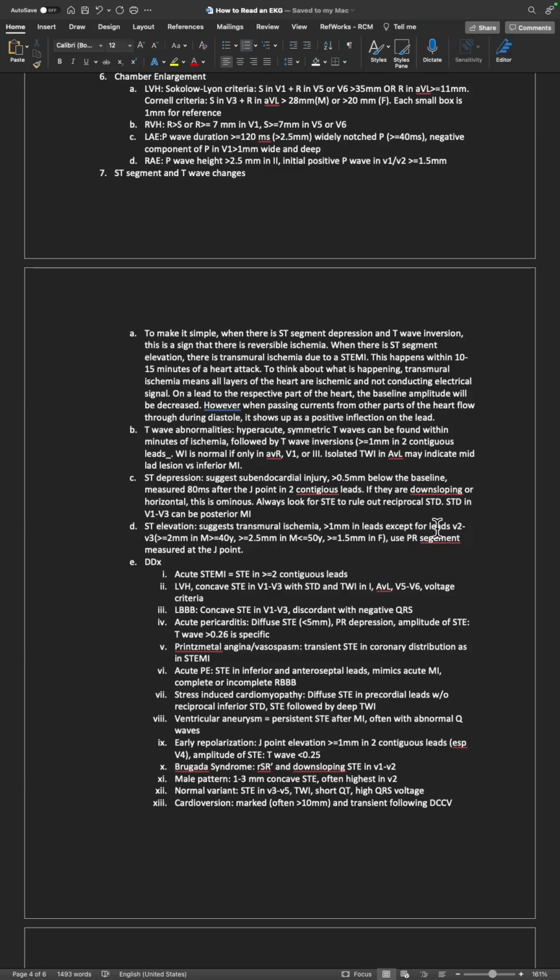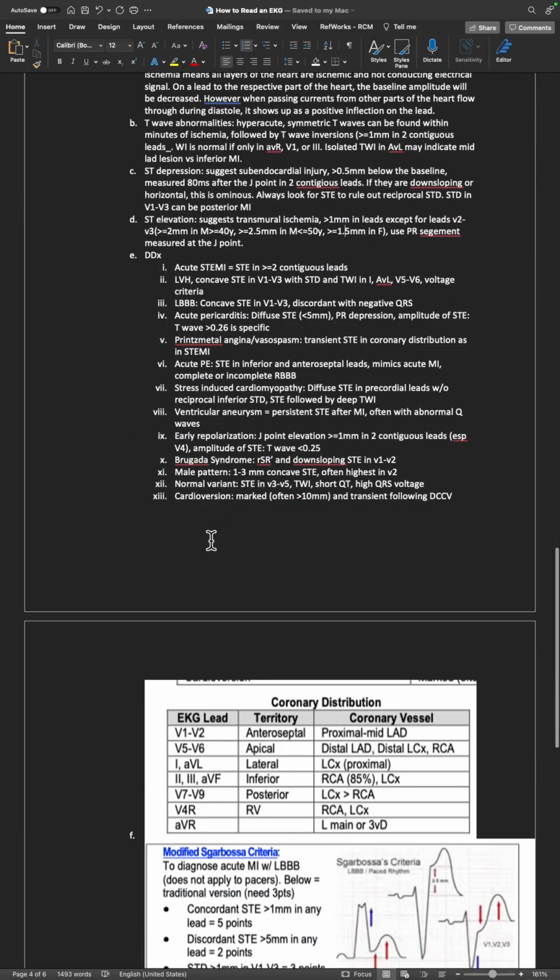Another thing is using the PR segment, measured at the J point, as a good point of reference to compare the ST elevation to. And then for differential diagnosis of ST elevation, acute STEMI will show ST elevation in greater than or equal to 2 contiguous leads.